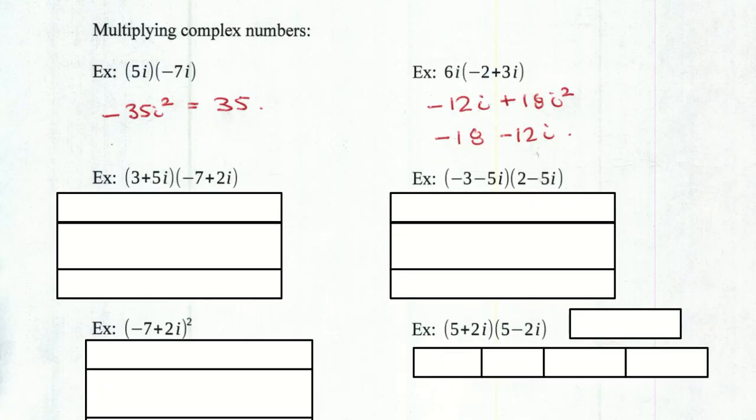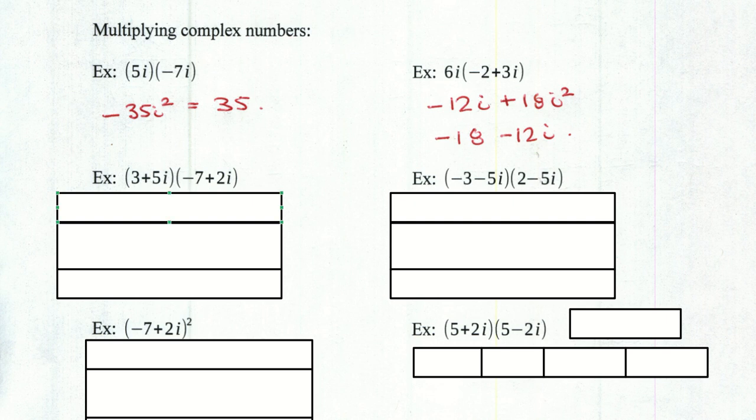Now, here's a question that's got a lot more going on in it. Here's a complex number. Remember, that means it has a real part, the 3, and an imaginary part, the 5i, times another complex number. Again, I think it helps, at least in the initial parts of this problem, to think of this as a problem you've already seen. Imagine this is like 3 plus 5x times negative 7 plus 2x. In other words, imagine the i's were x's.